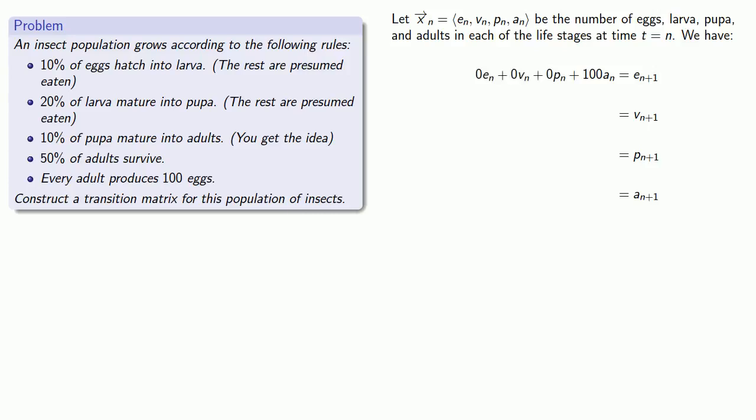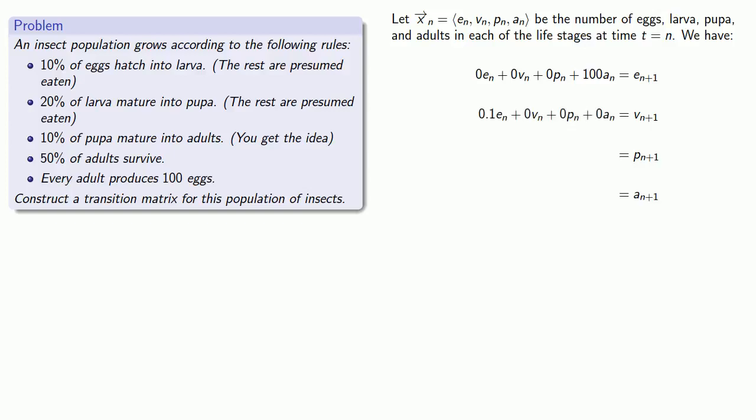Next, how about the number of larvae? If we take a look at our description of how the insect population grows, we see that the only place we get larvae from is that 10% of the eggs hatch into larvae. And so that means the number of larvae that we get is going to be 10%, 0.1, times the number of eggs. And again, we'll write this using all of our variables.